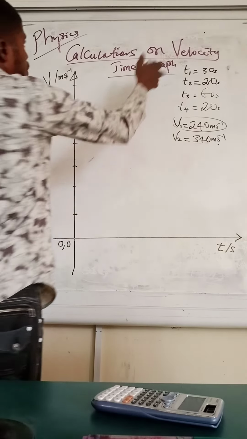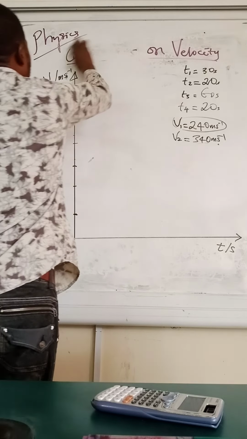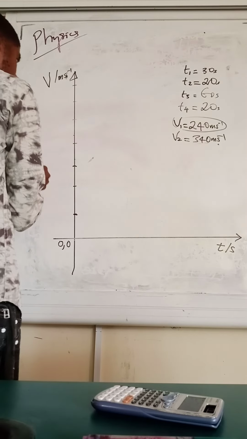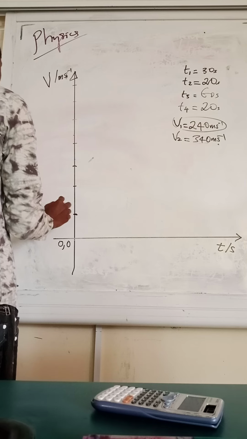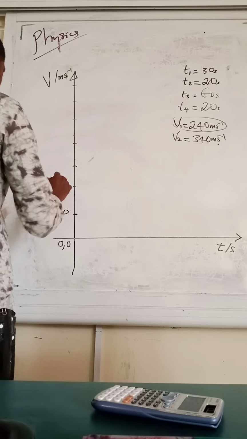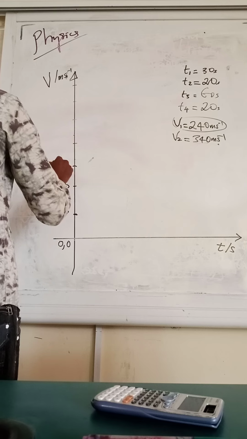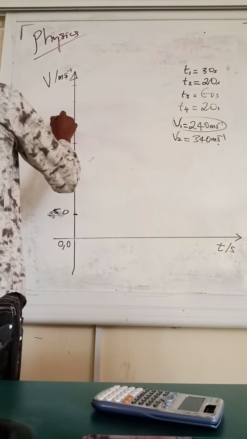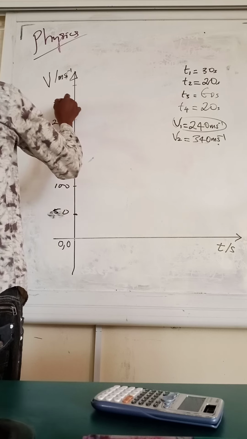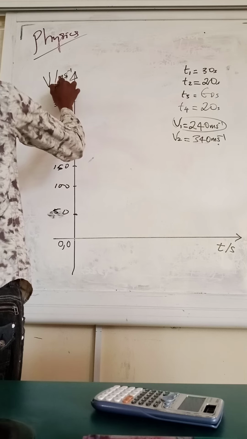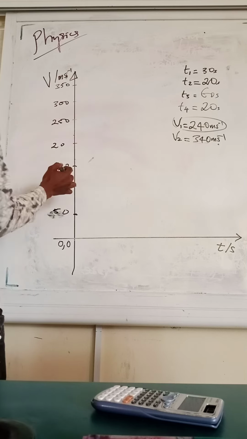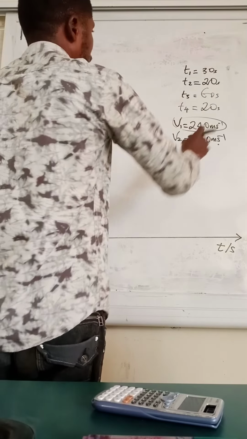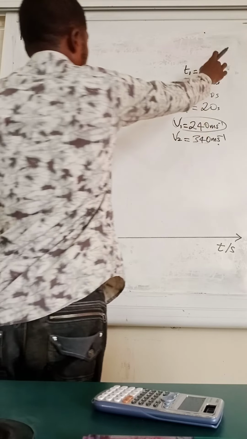Let's stop here. We can clean this to get more space. So this is 50, this is 100, this is 150, this is 200, this is 250, this is 300, and this is 350.